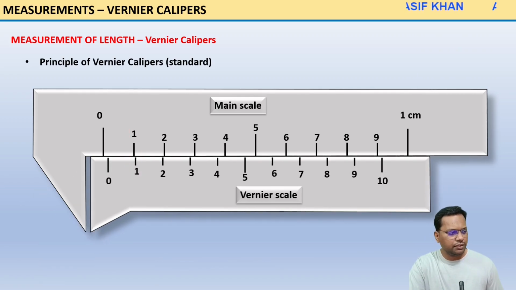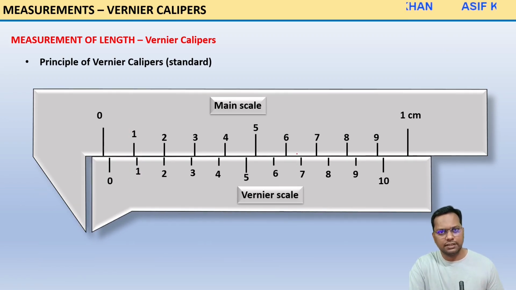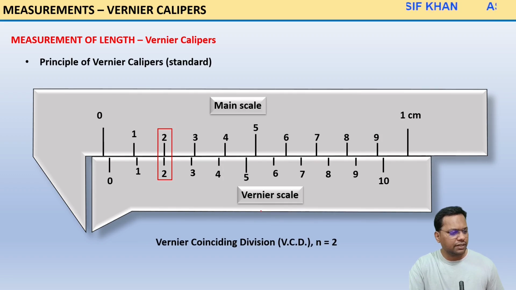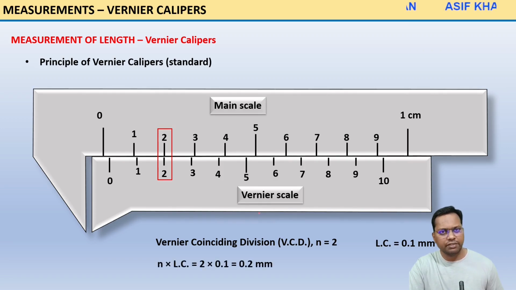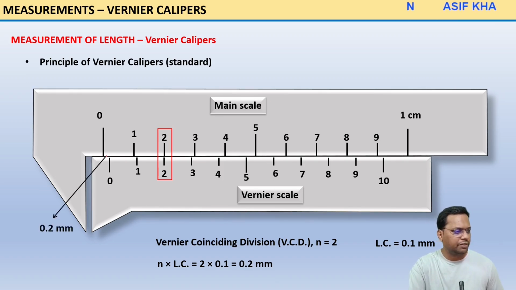Now, if we open further such that the second line is coinciding exactly with the second line, the Vernier coinciding division is 2 and the least count is 0.1 mm. Therefore, the reading or the gap between the two jaws is equal to 2 into 0.1, that is 0.2 mm. So the gap between the two zeros will be 0.2 mm. Therefore the distance between the two jaws will be 0.2 mm.